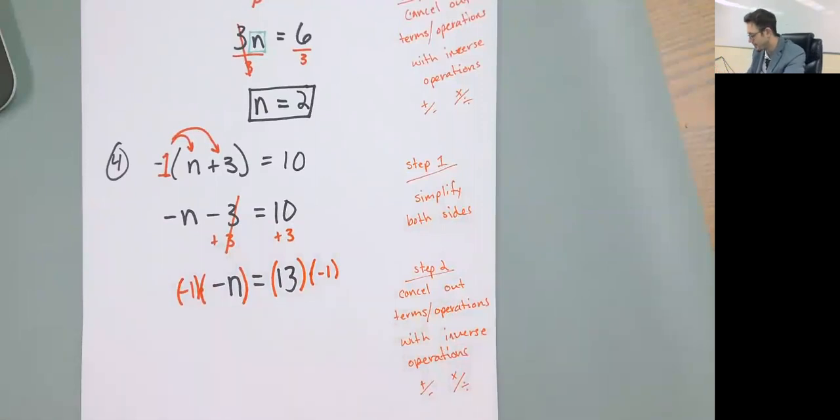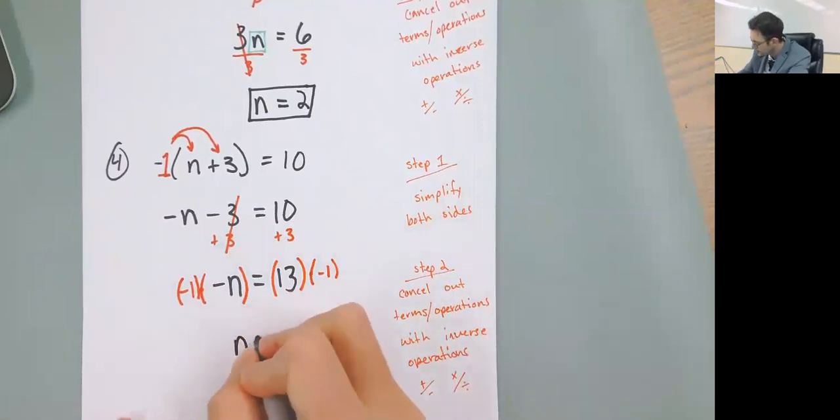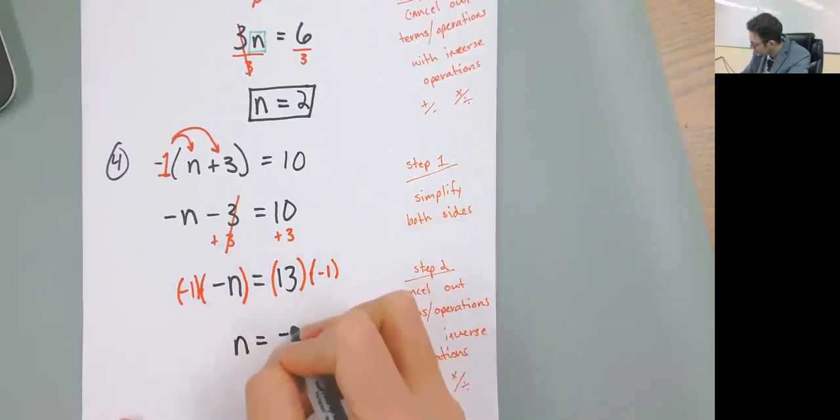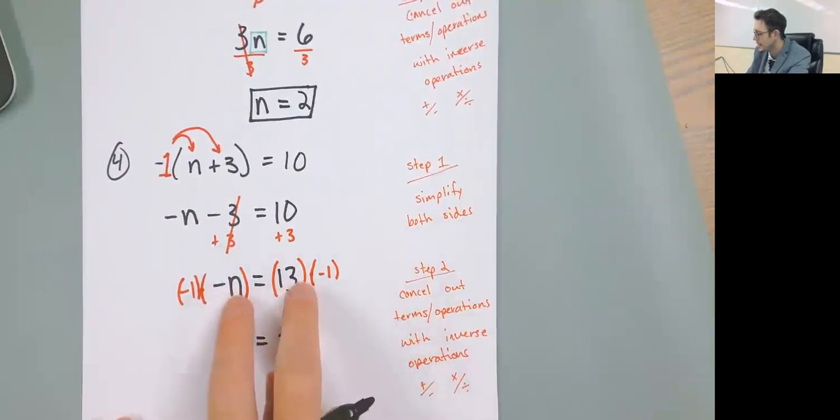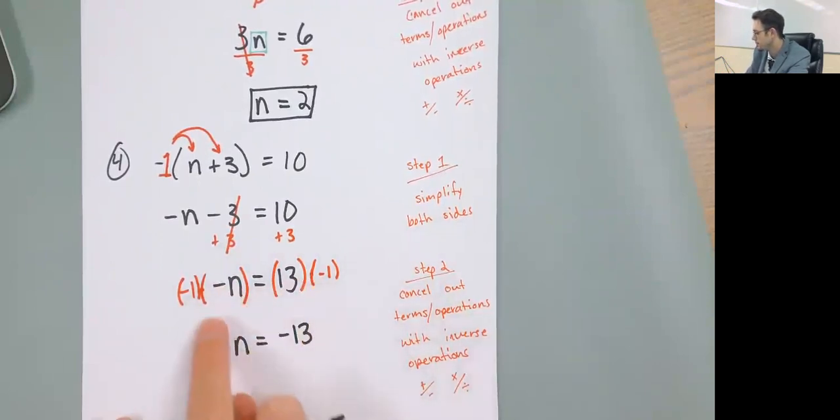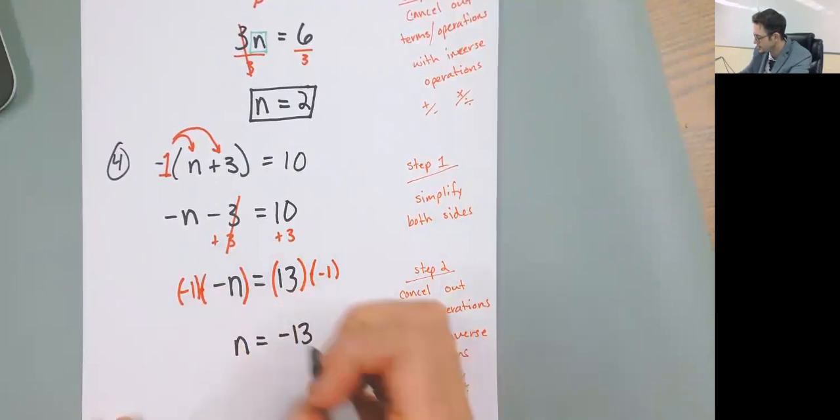All right? And you get n equals -13. Flip the symbol, change the sign by multiplying both sides by -1. All right? So this is the answer.